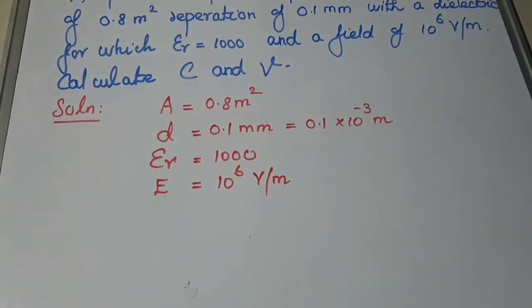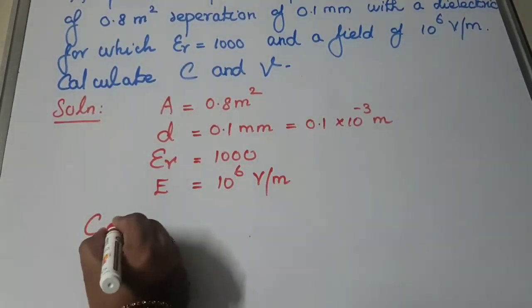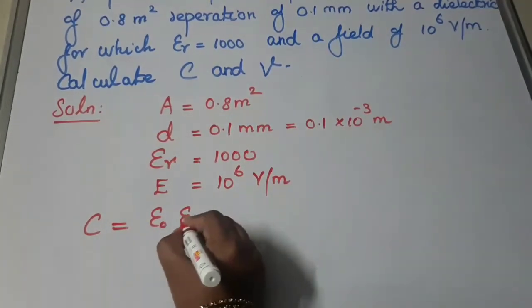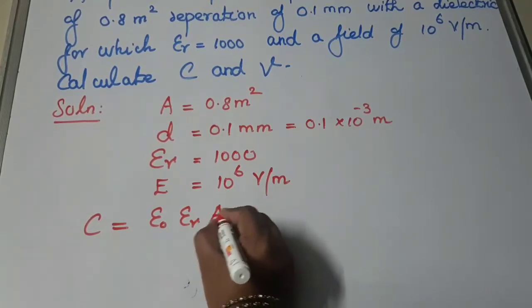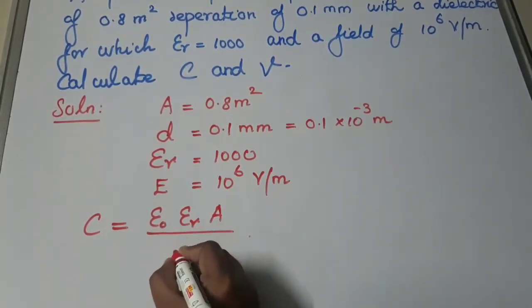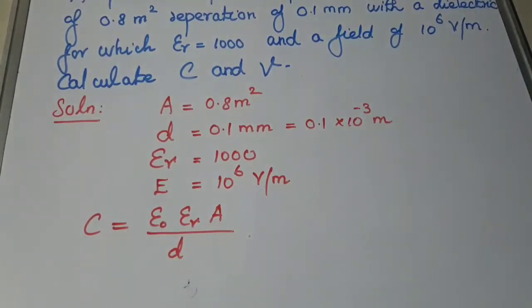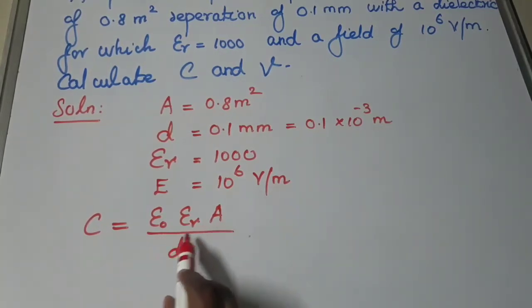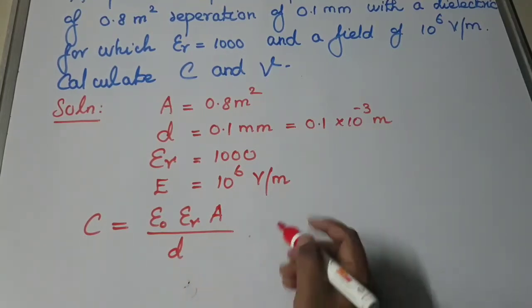First, write the capacitance equation. So, C is equal to epsilon naught epsilon r A divided by D. So the capacitance value is relevant to the permittivity of the medium and the area of the parallel plate capacitor, and then the separating distance between these two parallel plates.